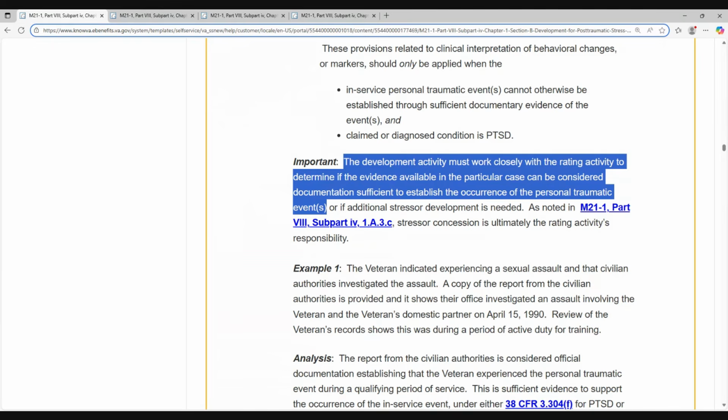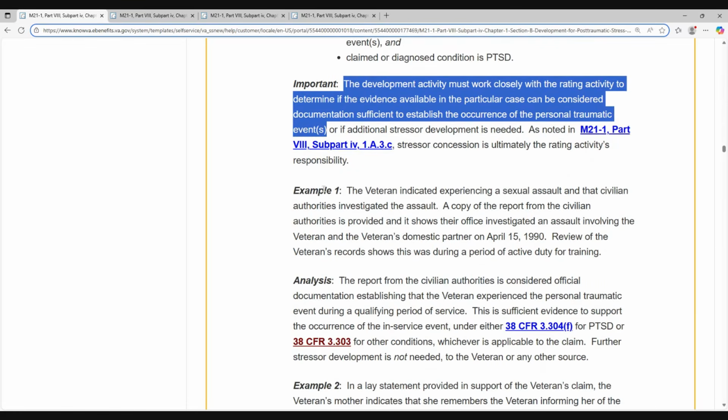And I like this. This is good because even if the VSR says, well, I don't think there's enough there, the rater has to be involved to go, no, I think there is. They can overrule the VSR quite easily and then get you an examination. So just keep in mind here. And then we have a couple of examples.